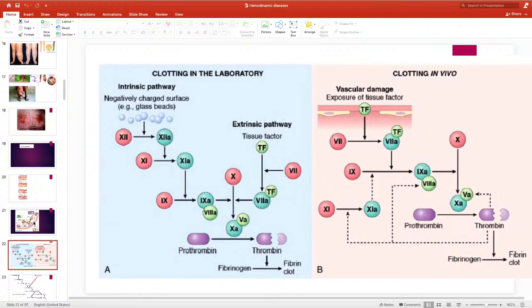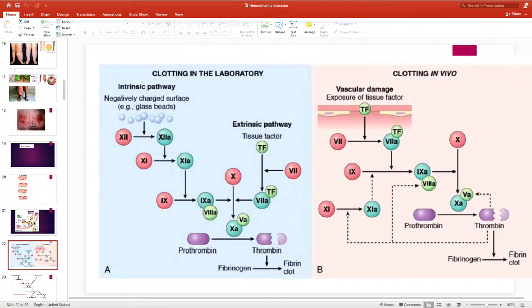The extrinsic pathway begins with tissue factor, which is released by damaged endothelial cells. Tissue factor activates factor 7. Factor 7, and this is very important, acts directly and activates factor 10. So in the extrinsic pathway, we have tissue factor, factor 7, factor 10, and from factor 10, all this is the common pathway. Factor 10 then acts on prothrombin. Prothrombin is the same as factor 2, and from prothrombin, thrombin is formed. Then thrombin acts on fibrinogen to produce fibrin, the clot.